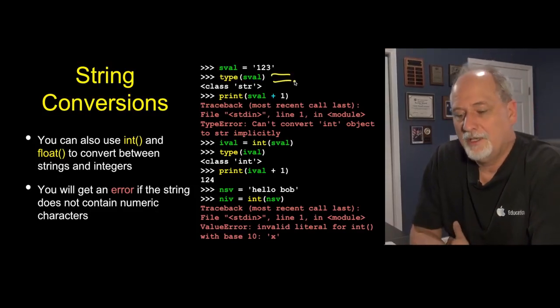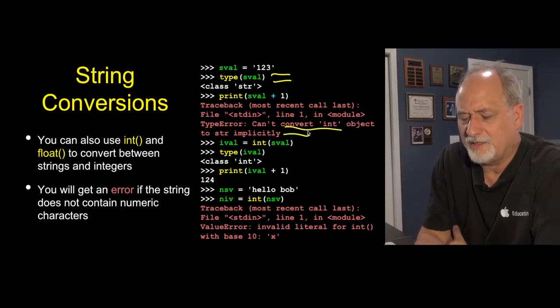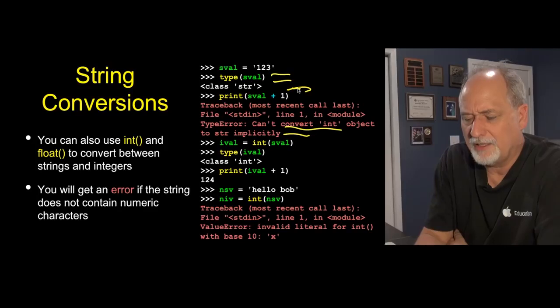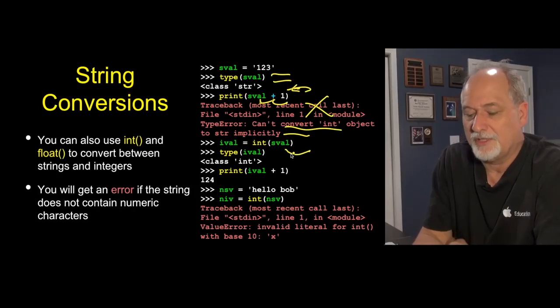We say, what is the type of this? It's a string. We say, let's add 1 to it. And it says can't convert into string, so that blows up, right? Because this is a string. It looks to both sides. String plus an integer, not good, okay? But we can convert this. We can call the int function, which is like the float function, and pass a string in. So it says, hey, take this and turn it into an integer.